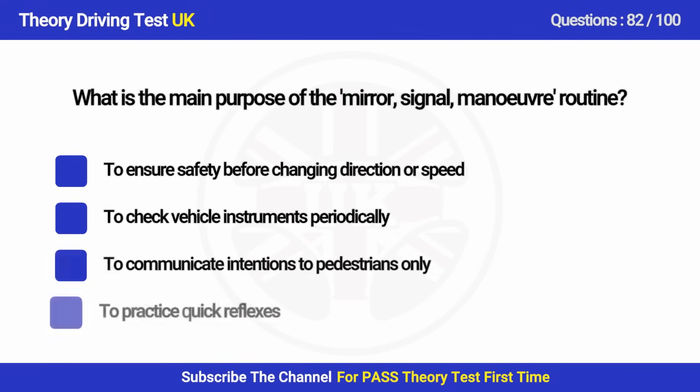Question 82. What is the main purpose of the mirror signal maneuver routine? A. To ensure safety before changing direction or speed. B. To check vehicle instruments periodically. C. To communicate intentions to pedestrians only. D. To practice quick.